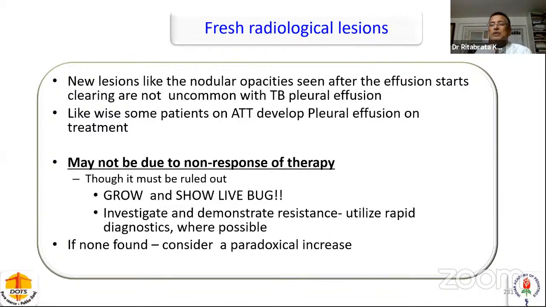So it is not always due to non-response of therapy. To diagnose a drug-resistant TB, you have to not only grow, but you have to show live bugs. And to show live bugs, you need to do a culture. So investigate and demonstrate resistance, utilize rapid diagnostics when possible. And if you are unable to show live bugs, most likely it can be a paradoxical reaction.